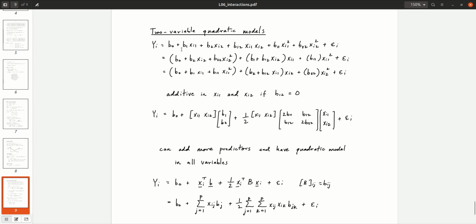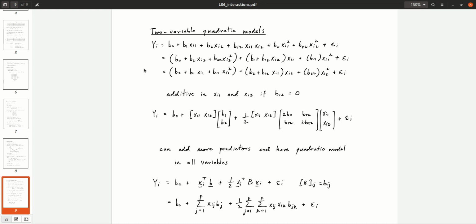And I'm using a slightly different notation. This helps us keep track of which coefficient corresponds to what. So b12 is the coefficient that multiplies xi1 times xi2. b11 is the coefficient that multiplies xi1 squared, and b22 is the same for xi2.